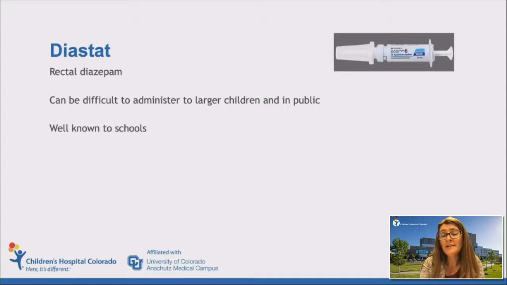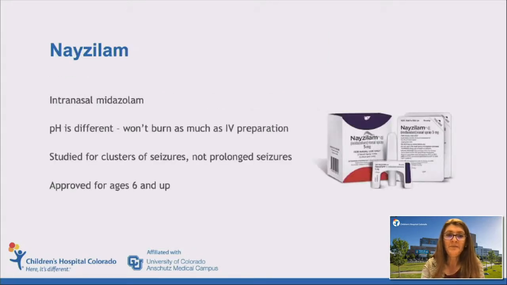And where I practice here in Colorado, our middle schools and our high schools really dread having to give diazepam because in the school setting it would often need to be given in a public space. And they want to do everything that they can to protect the child's privacy. But it is fairly well known to schools. It's been around for a really long time. And for our small children who need rescue medicines, this is often the way that we go. So a very well-used medication.